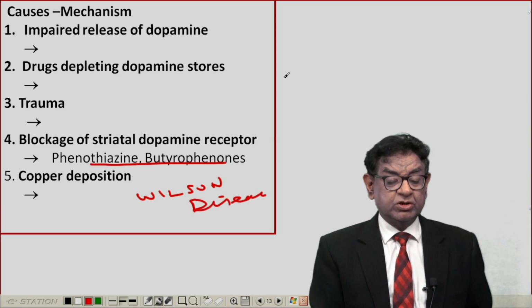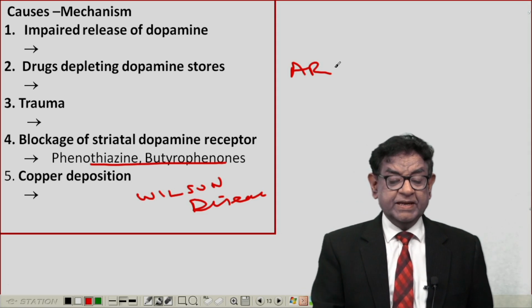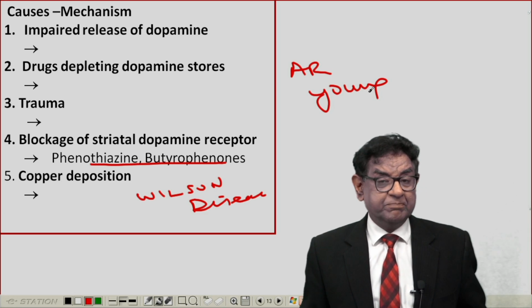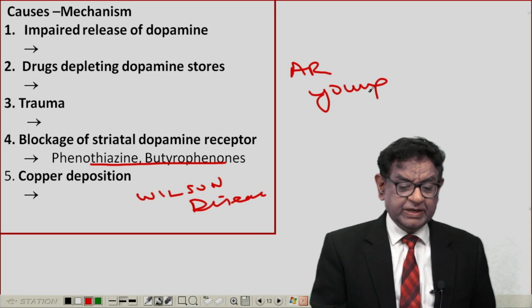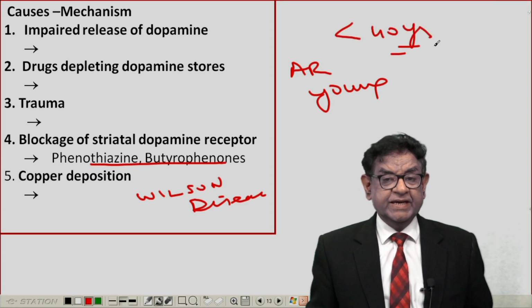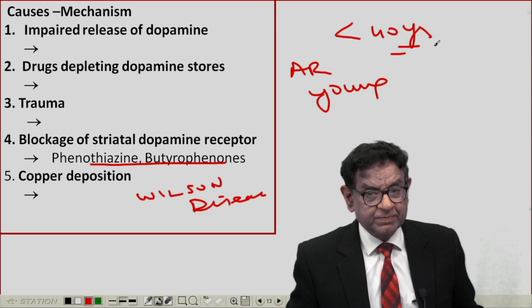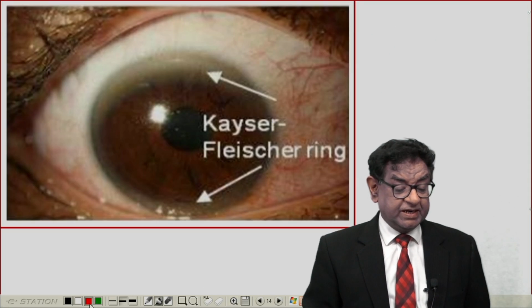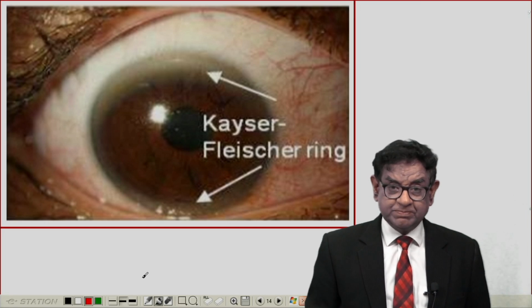Wilson disease is an autosomal recessive disorder of copper metabolism and typically occurs in young patients. And remember, Parkinson's disease is a disease of the elderly person. So if you happen to see any patient below 40 years and he has Parkinson-like features, you should always suspect Wilson disease. So if you are suspecting Wilson disease, send the patient to an eye specialist, an ophthalmologist.